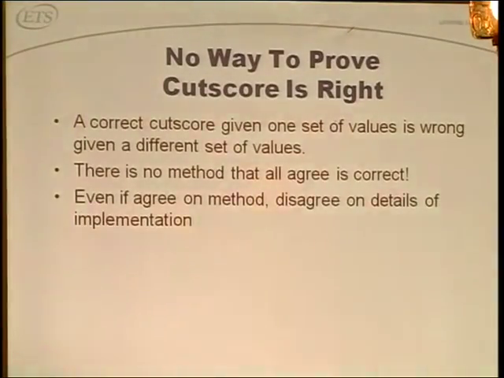So, like I said, there's no way to prove that you have a cut score that is right. A correct cut score given one set of values is wrong given a different set of values. Even if we agree that we're going to implement a certain method, I could think that we should do it one way and you could think we should do it another way, and neither of us is right or wrong depending on our justification.